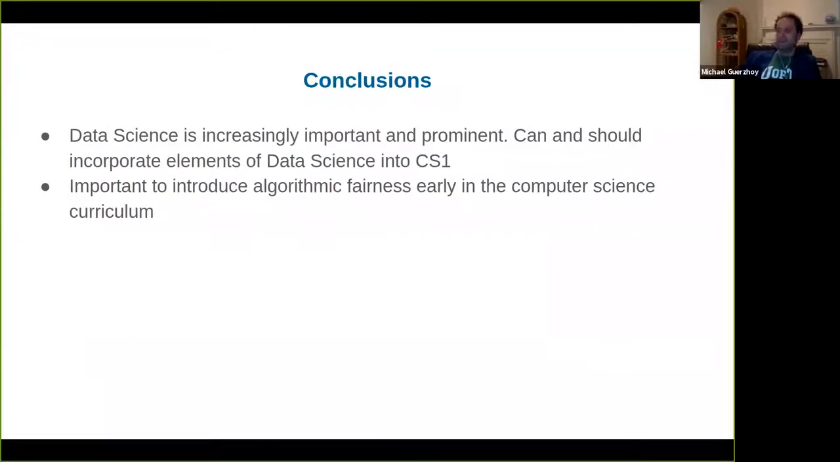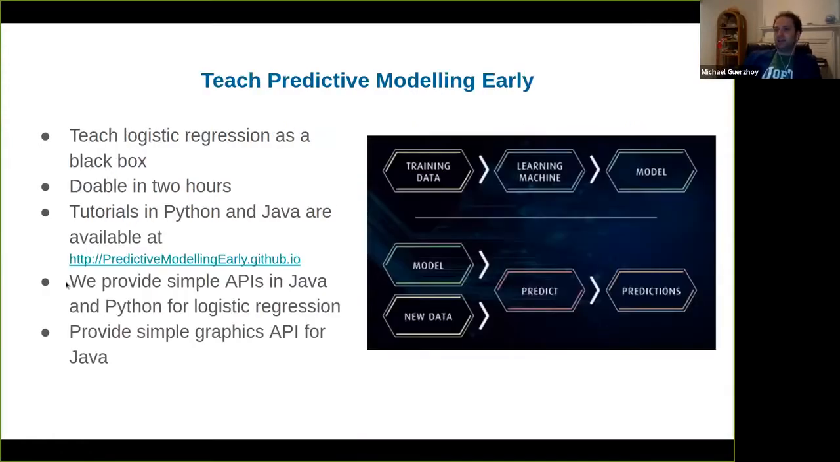So data science, increasingly important and prominent. You can and should incorporate elements of data science in your CS1 course. Of course, if you're teaching data science, you should teach about algorithmic fairness. But also, if you are teaching CS1, you should teach algorithmic fairness. That's becoming an increasingly prominent topic, something that every computer scientist should know about. Again, go to our website here for all of the materials.